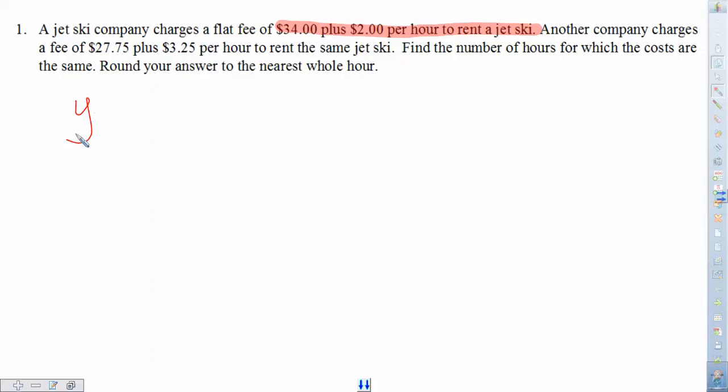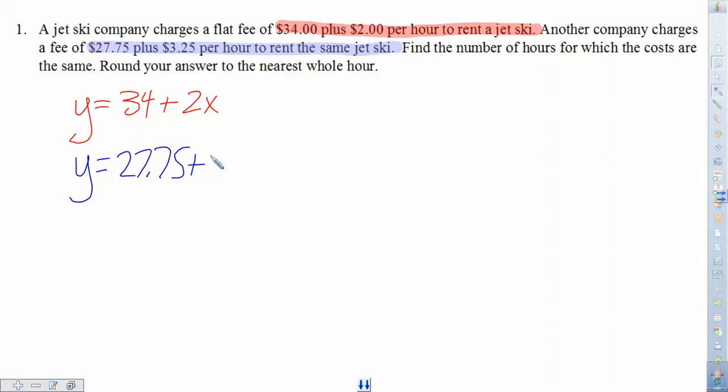We could write this very easily. y must be equal to your $34 plus your $2 per hour, and we can just call that 2x. Right after that, we have the next company: $27.75 plus $3.25 per hour. We could write that one pretty easily as well. So here's your other one: y equals $27.75 plus $3.25 times x.